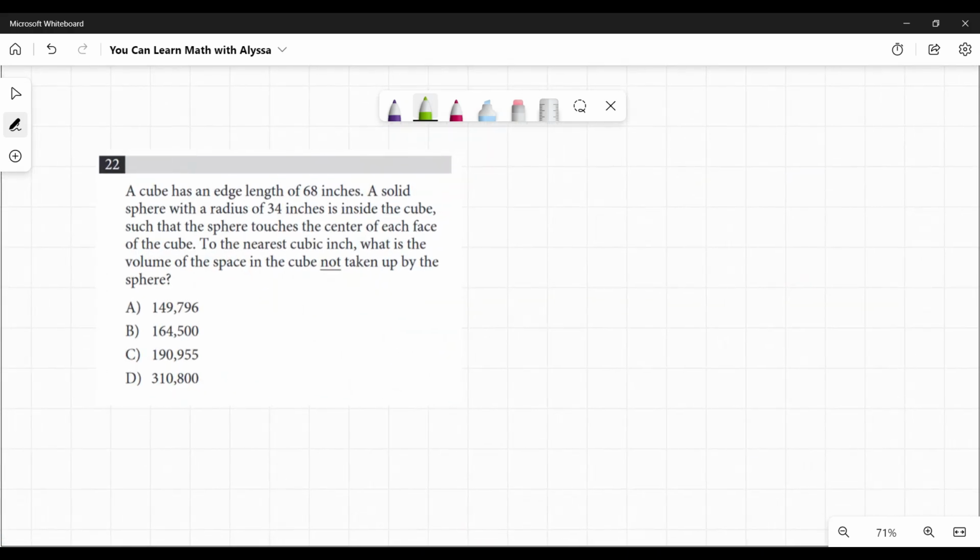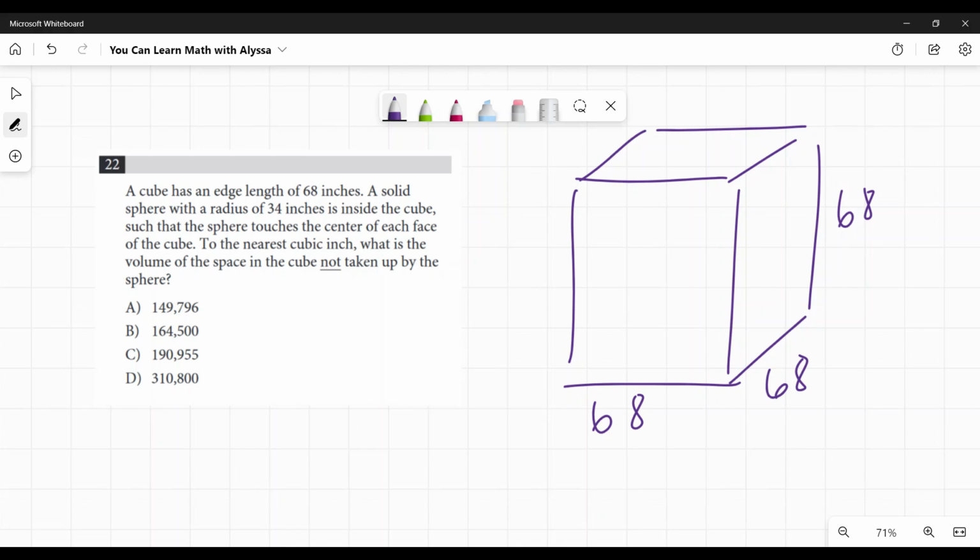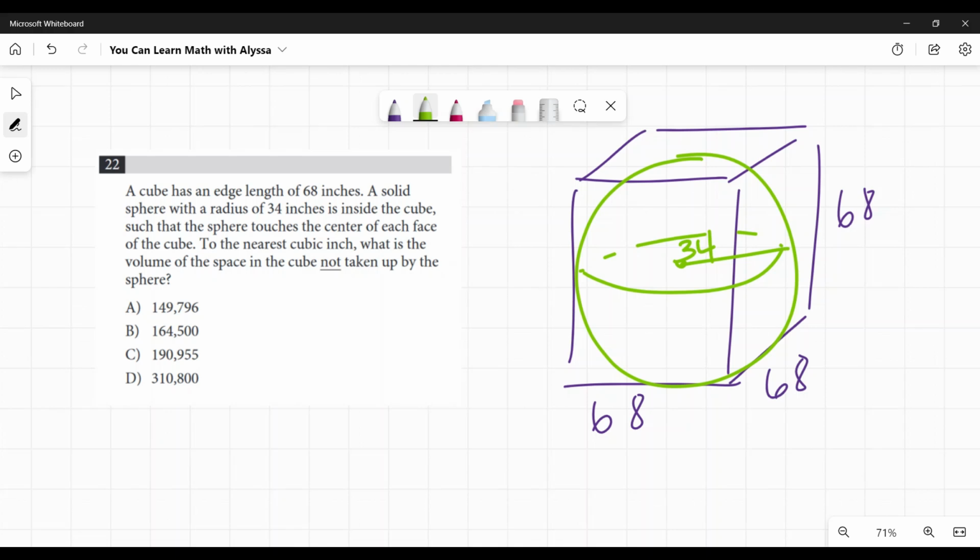Number 22, a cube has an edge length of 68 inches. Okay. I'm a drawer. I always am going to draw immediately when they start giving me things. So like, okay, 68, it's a cube, so all sides are 68. Okay, got it. A solid sphere with a radius of 34 inches is inside the cube, such that the sphere touches the center of each face of the cube. So like, okay, so there's a sphere inside here, and it has a radius of 34 inches, and they're both in inches, 68 inches, 34 inches.